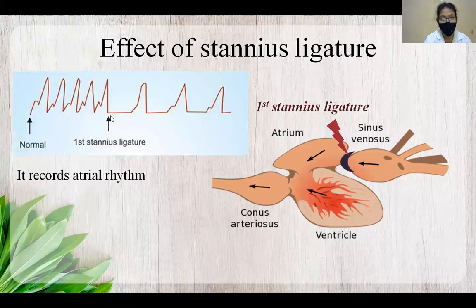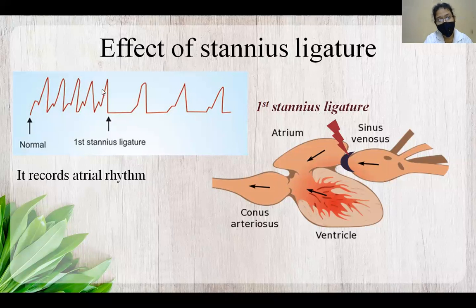On the kymograph, you will start getting atrial rhythm. So this is how it is. This is a normal cardiogram. You look, this is the atrial activity, ventricular activity. And then here once you tie the Stannius ligature, this is the quiescent heart. Means the heart is not contracting, it just stops beating. And then you see there are some waves being generated. So you get the atrial activity and then the ventricular activity.